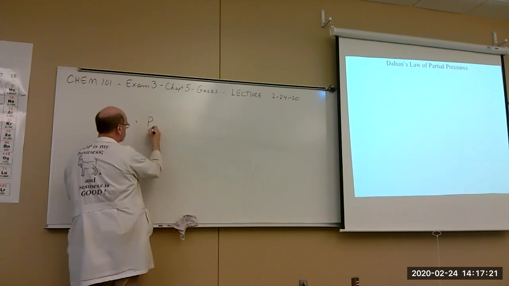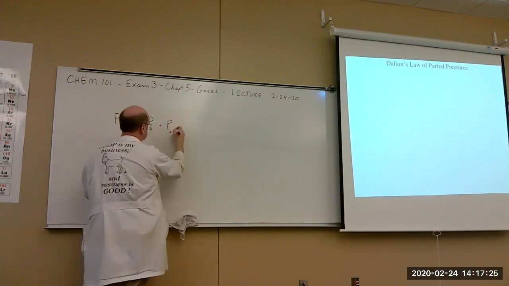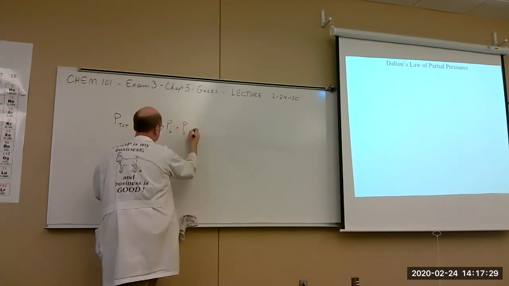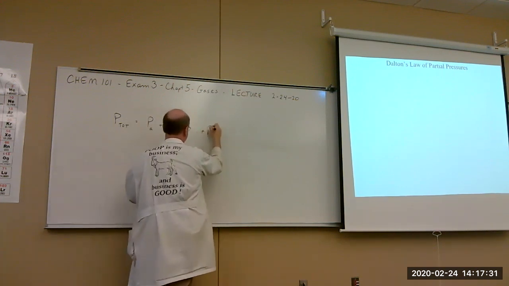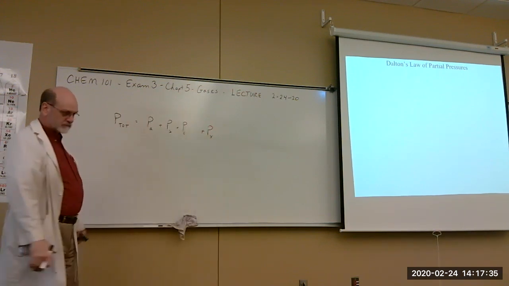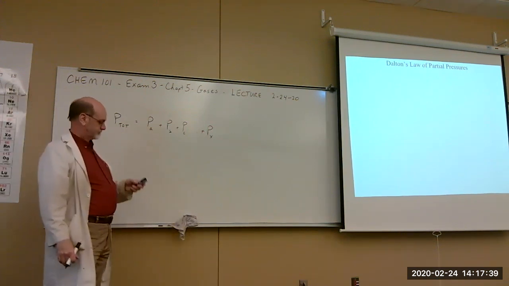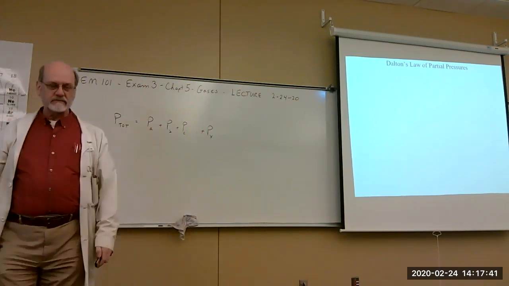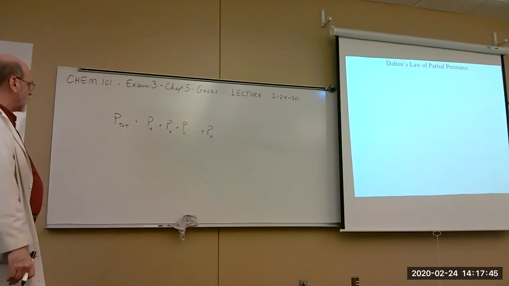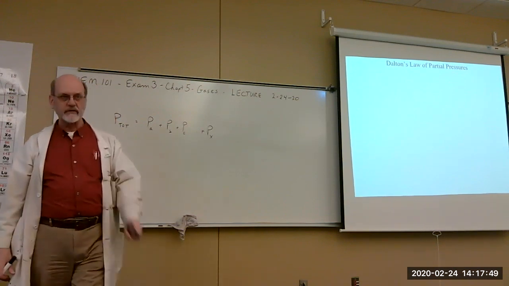So if there's one here and one here, on out however many it takes. These are known as partial pressures. You can add them together, determine them independently. Or if you know the total and you know everybody else, you can find out what the partial pressure of one of the others is.